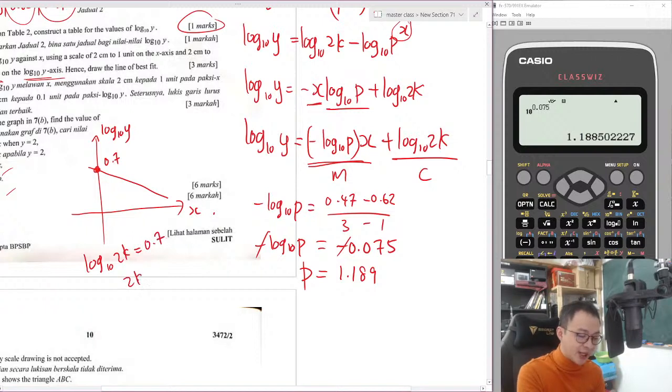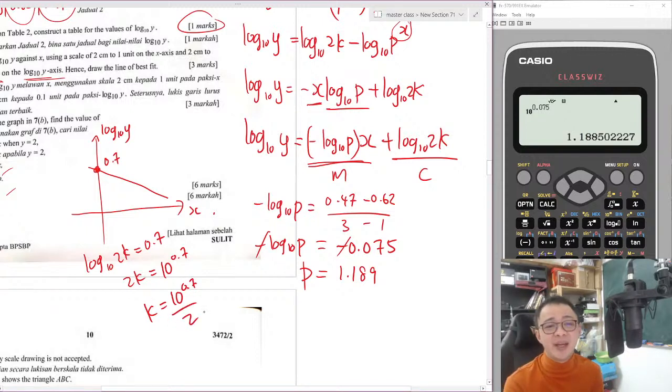Then I will say 2k equals 10 power of 0.7. Then k is 10 power of 0.7 over 2. You just type it in the calculator and you should be able to get the answer easily here.